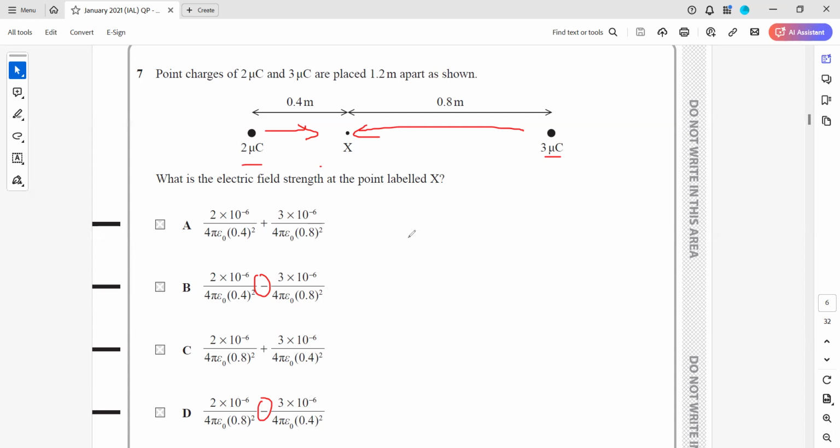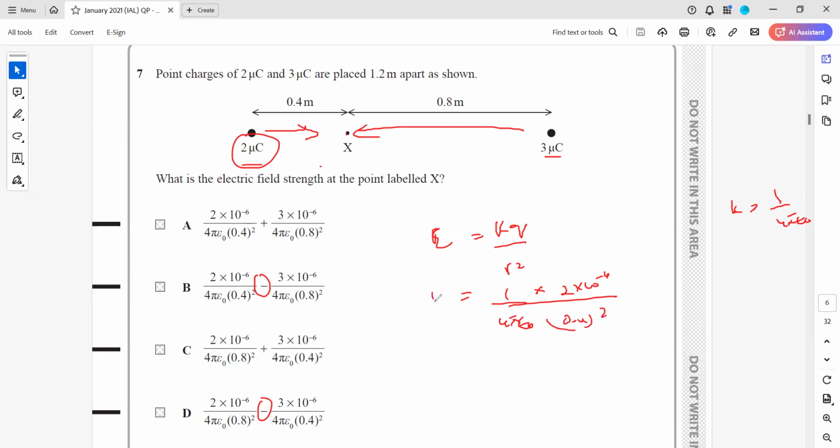Then how to work out the strength of the electric field? The strength of the electric field is E equals F over Q, or it is also kQ over r squared. If you want the strength of the electric field at X due to the 2 microcoulomb charge, the value of k is 9 times 10 to the power 9, or you can write k as 1 over 4 pi epsilon naught. So 1 over 4 pi epsilon naught multiplied by Q, which is 2 times 10 to the power minus 6, divided by the distance 0.4 squared.